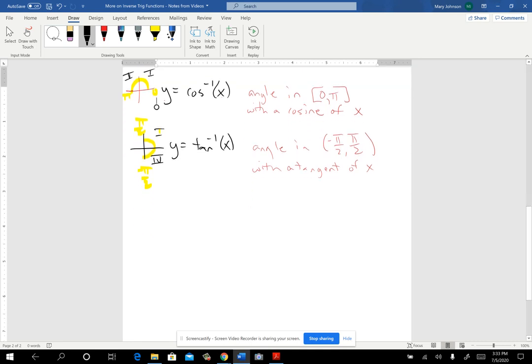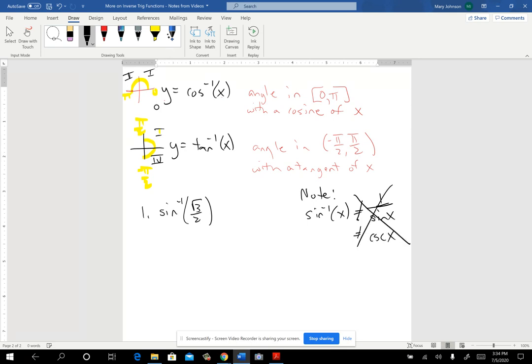Okay, so here's problem number 1 on the worksheet. I just want to do it on paper rather than the worksheet. Okay, so by the way, this notation, I should have mentioned this earlier. Don't let that notation fool you. Note, sine inverse of x is not 1 over sine x. It's not cosecant x. That's really wrong thinking.